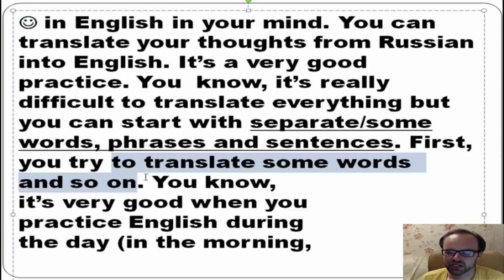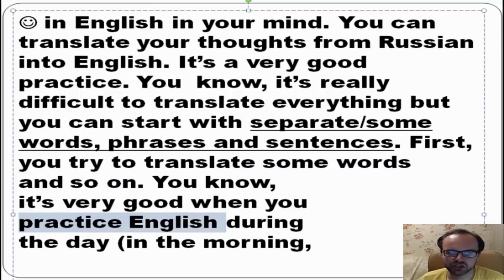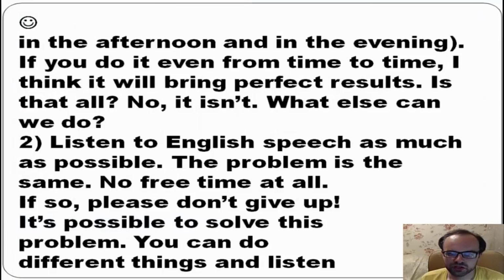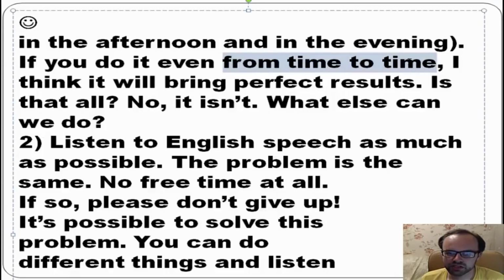It's very good when you practice English during the day. Practice can be a noun, English practice, and a verb, practice English. When you have this English speaking practice during the day, in the morning, in the afternoon, and in the evening, so if you do it even from time to time, it means even sometimes, I think it will bring perfect results, very good results. Is that all?